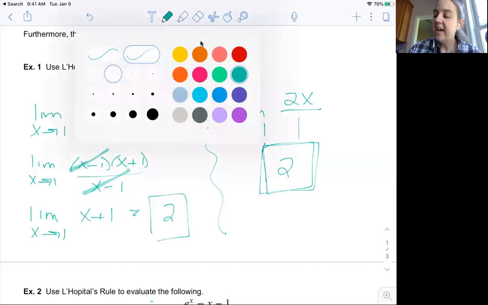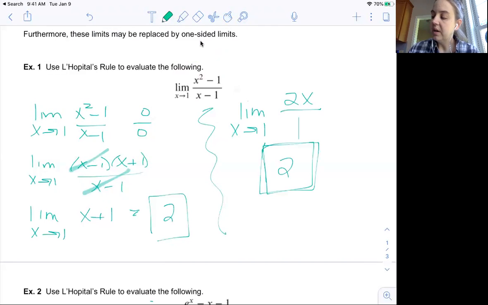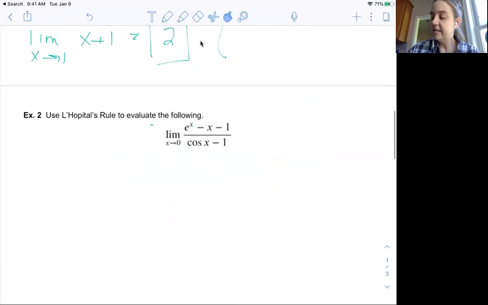The thing that you have to remember is that this only works if you have 0 over 0 or infinity over infinity. If you get an answer like 2 over 3, you're done. The answer is just 2/3. L'Hopital will not give you the correct answer if you attempt to find the derivative of the numerator and denominator. So 0 over 0, infinity over infinity. This is always a nice lesson to do in class.